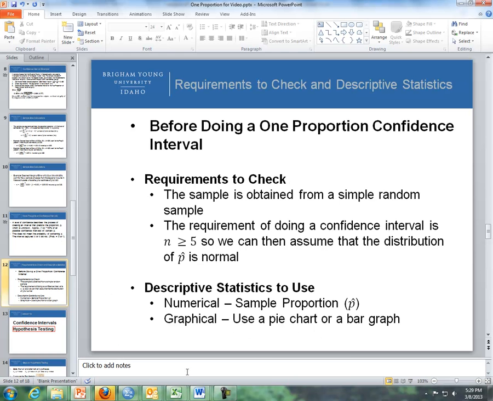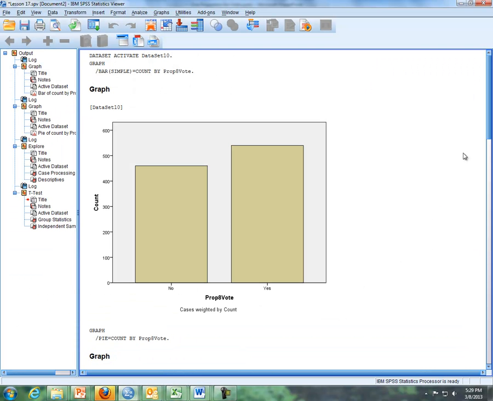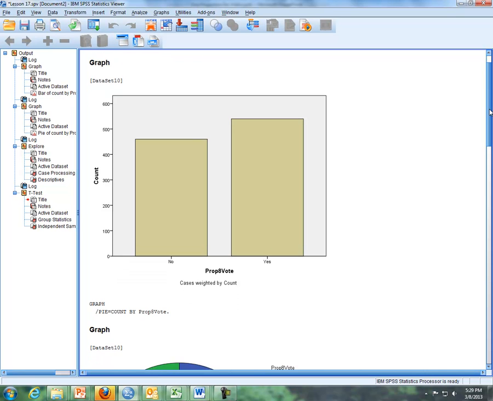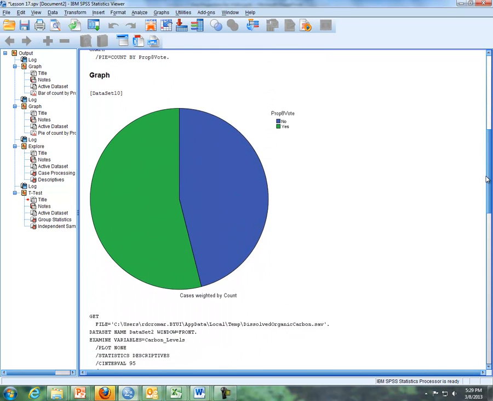Now here's an example of what a bar graph looks like. This is from SPSS, and this is a pie chart. This is going back to the problem with Proposition 8, where out of our sample of 1,000, 540 said that they would vote for Prop 8, and the rest would not. The green represents those that would vote for, and the blue represents those that would not vote for Proposition 8.